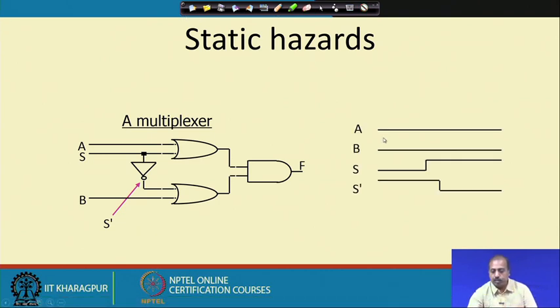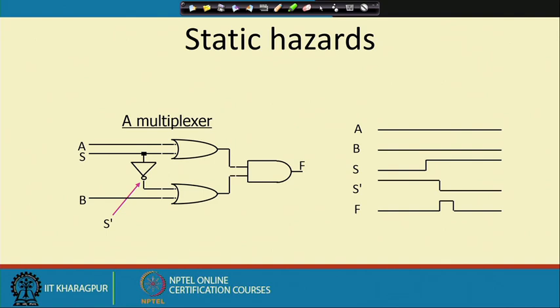So, the realization will be like this. But because of the presence of the inverter, suppose A and B both are continually at ground, and S changes its state from low to high. Since A and B both are low, even if S changes its value, output F should not change its status, because the OR gates should always produce 0, as A and B are both at 0, and S is selecting one of them. So, one of the OR gate outputs will be 0 always, that is expected.